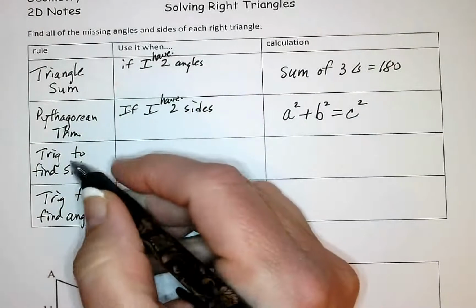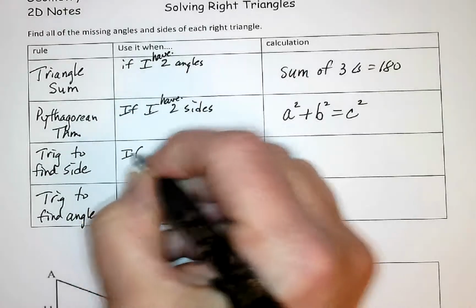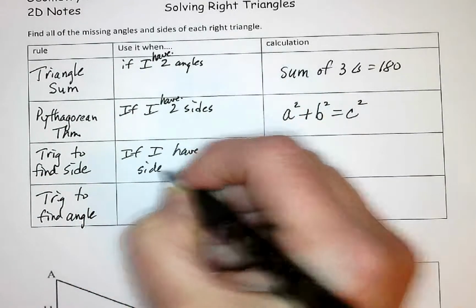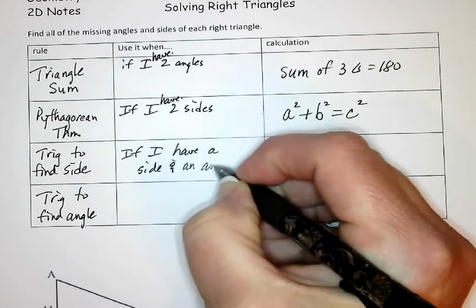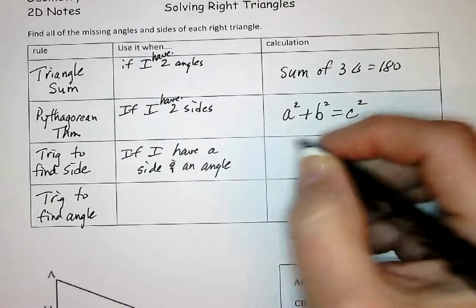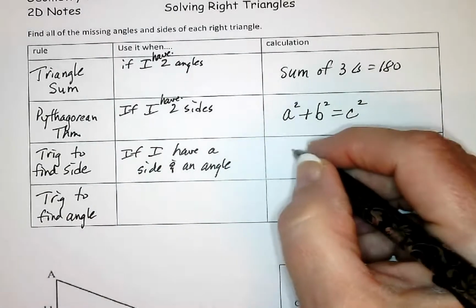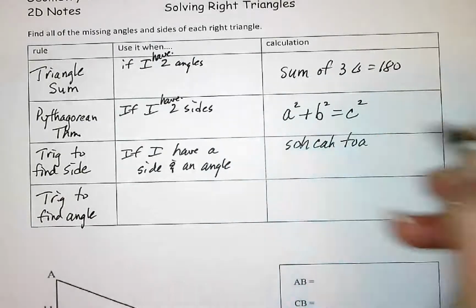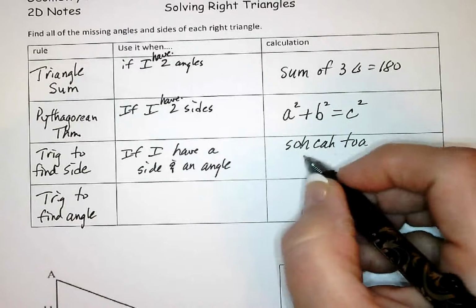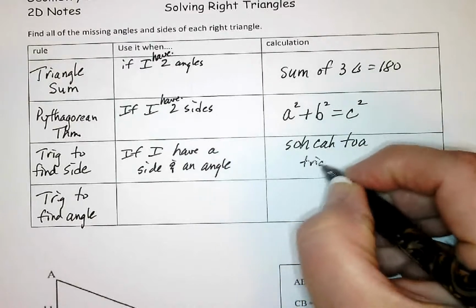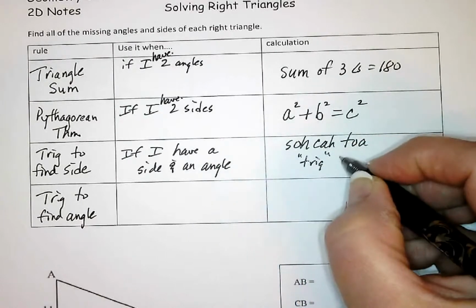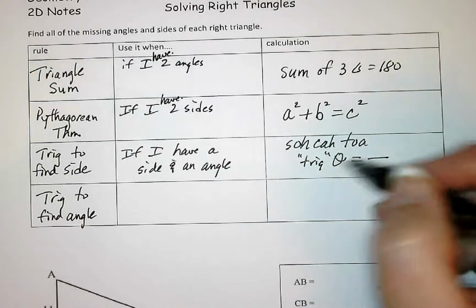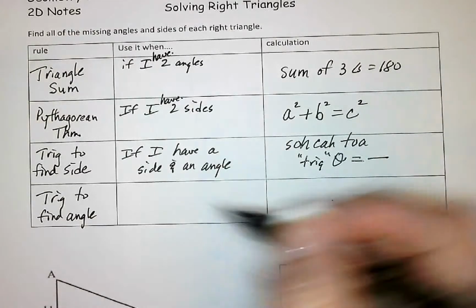So when am I going to use trig? Well, I'm going to use that if I have a side and an angle. If you remember, trig is always, well, we'll just put SOHCAHTOA up here because that's always helpful. And then when we write our equation, it's going to be our trig, whatever one we choose, and then the angle, we put theta, and then the ratio, whatever that is. So that same order is true for both this one and this one.